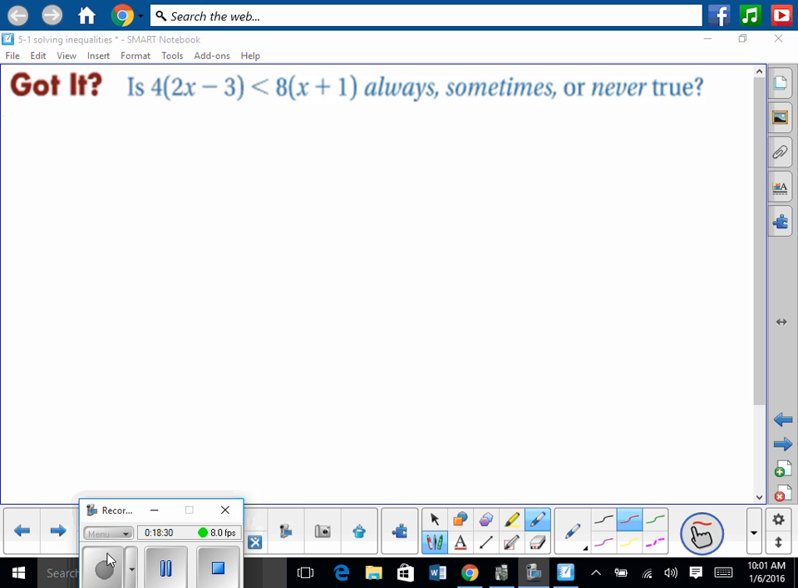Okay, so let's go through and do this one. Is this always, sometimes, or never true? So we can do this a couple different ways. Now, I'm going to actually do something a little different this time. Watch this. I have a 4 and I have an 8. They're being multiplied, right? So this is one way of doing it. I'm going to divide right here and right now, divide both sides by 4.